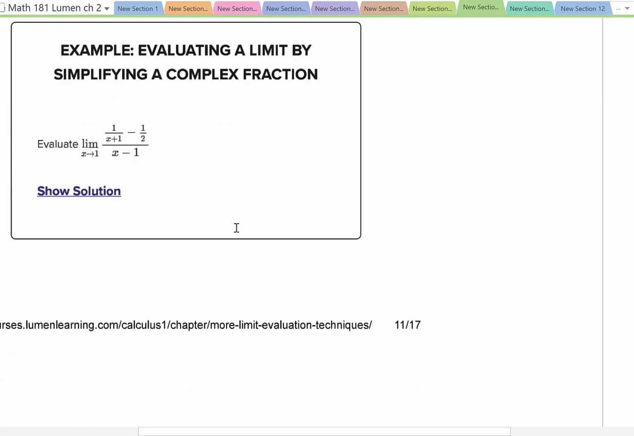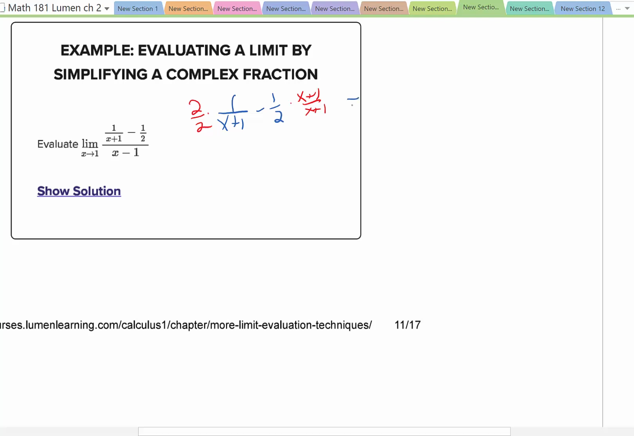Okay, what happens here? Example: evaluating a limit by simplifying a complex fraction. So let's simplify the numerator. If it's okay, I'll step aside here and just look at the 1 over x plus 1 minus 1/2 first. To combine those, I need to multiply the 1 over x plus 1 by 2 over 2, and the 1 over 2 by x plus 1 over x plus 1.